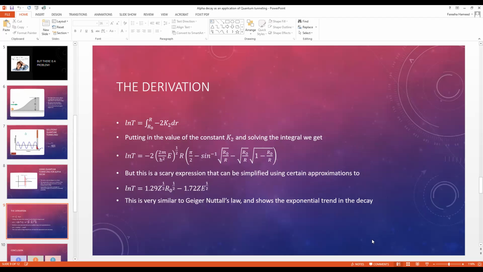That states that the natural logarithm of your transmission probability is equivalent to 1.29 times Z to the power 1/2, R naught to the power 1/2, minus 1.72 Z to the power 1/2, where Z is the atomic number of your nuclei, R naught is the radius of your nuclei, Z is again the atomic number of your nuclei, and E is the energy of your escaping alpha particle. Now you see the similarity with the Geiger-Nuttall law?